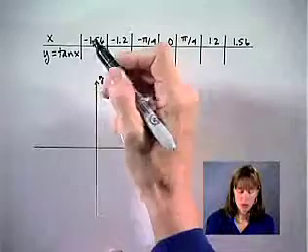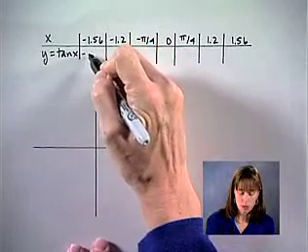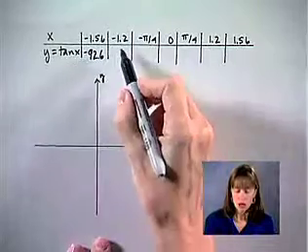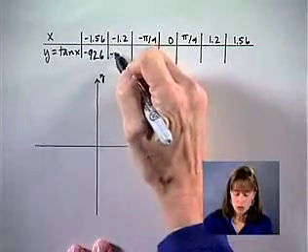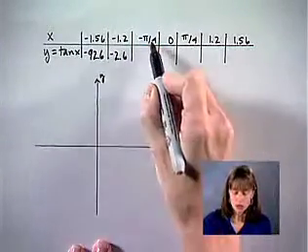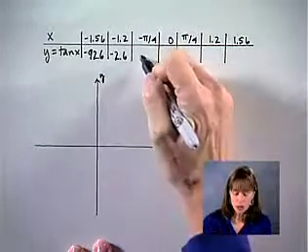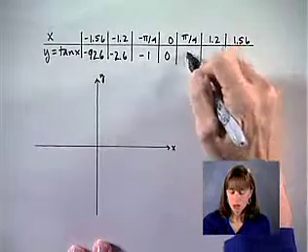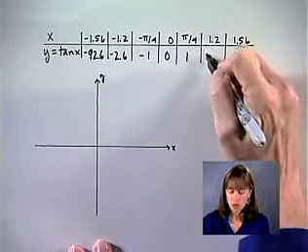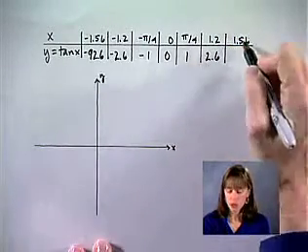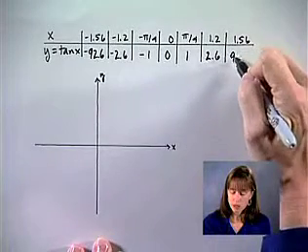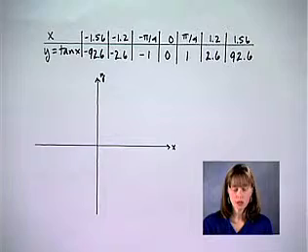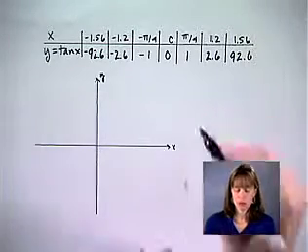The tangent of negative 1.56 is about negative 92.6. Of negative 1.2 is about negative 2.6. Of negative pi over 4 is negative 1. Tangent of 0 is 0. Tangent of pi over 4 is 1. Of 1.2 is 2.6. Of 1.56 is 92.6. So there's some values to use, but we need to think more about the tangent.